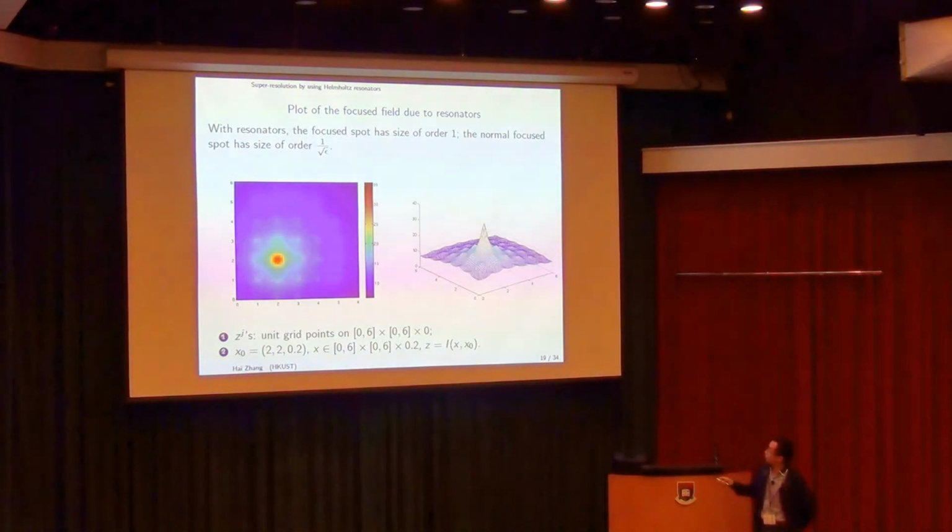Without the cocoa cans, without the resonators, we see that the focused spot will occupy all this square domain. So there's no hope for super resolution. This demonstrates that indeed using this resonance, super focusing can be achieved.